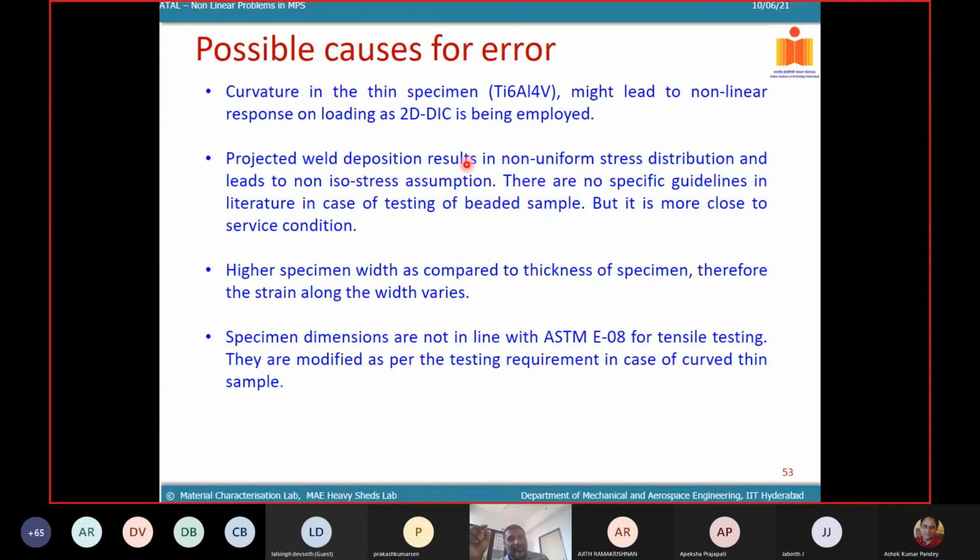And if you look at the thin samples, what we have done is we have sometimes taken a width comparable to the thickness. That is not recommended, so we have to carefully look at a higher specimen width as compared to the thickness of the specimen. If I have a higher width and a very thin sample, it is almost like a sheet. Then how would the strain vary across the width, in the face of the specimen, for a very thin sample? That's another challenge.